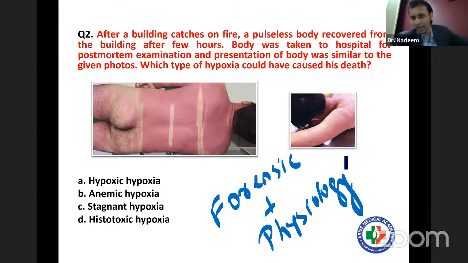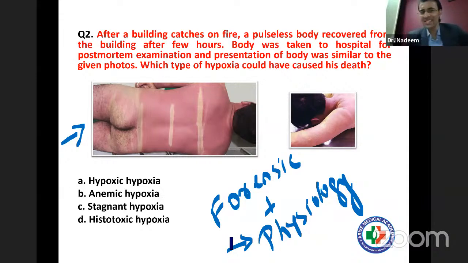The examiner can play in any direction. The examiner can frame a question from any subject, and can integrate any of these subjects. So here in this question, I'm asking you one clinical history related to forensic medicine and toxicology, and second, I have added the physiology part. So basically the clinical history belongs to forensic medicine, but my question is of physiology. Now you think and you answer.